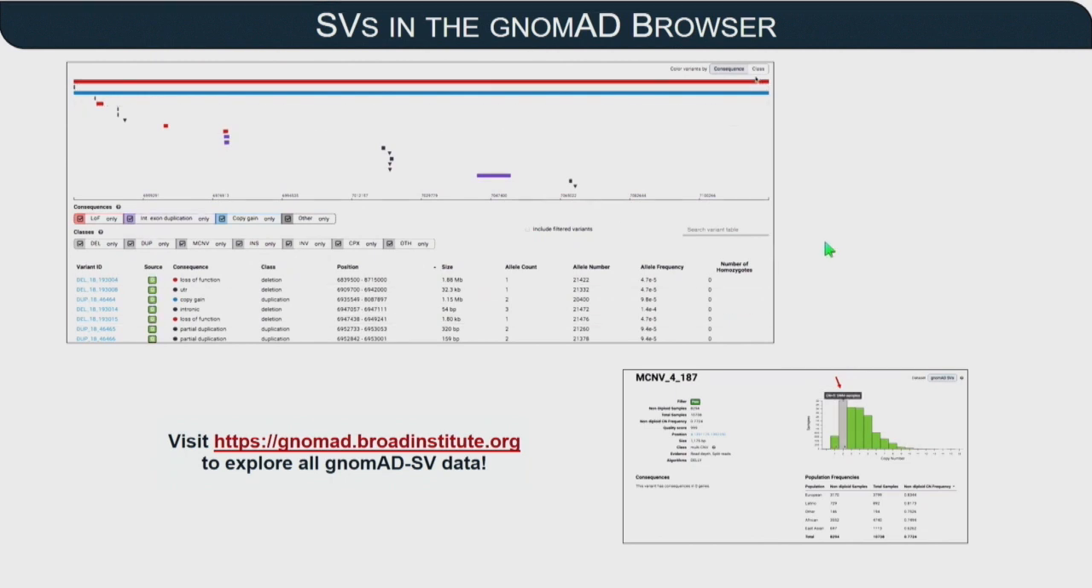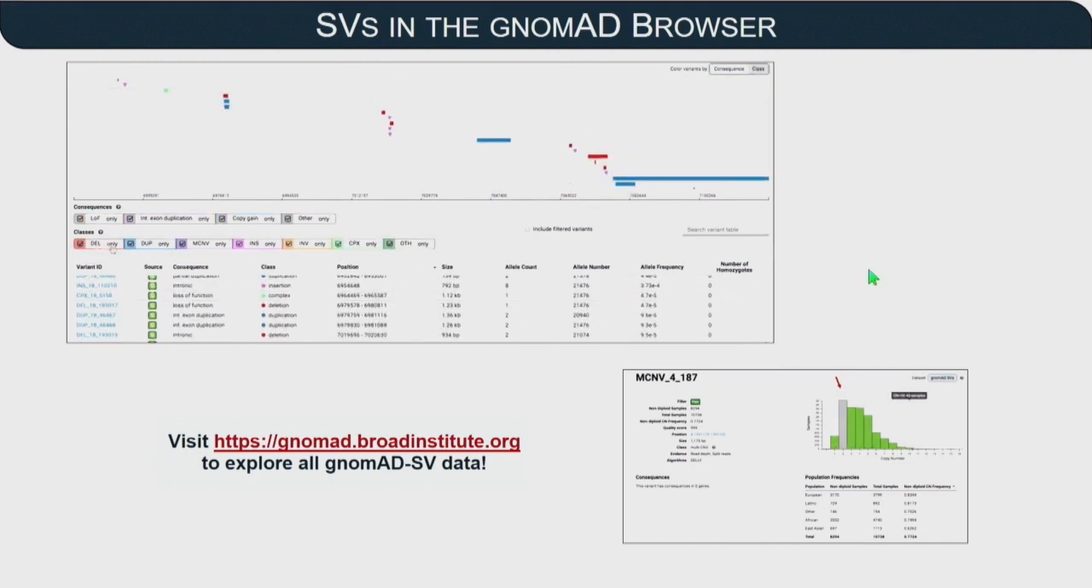The paper's on bioRxiv, but we haven't published it yet, and you are free to publish on whatever you like from the data.